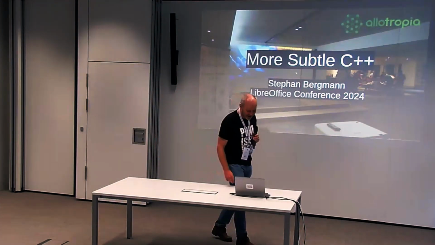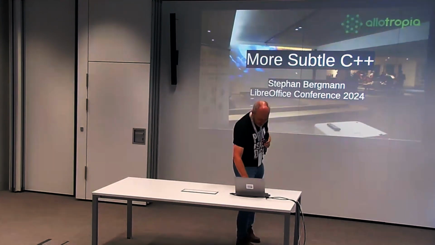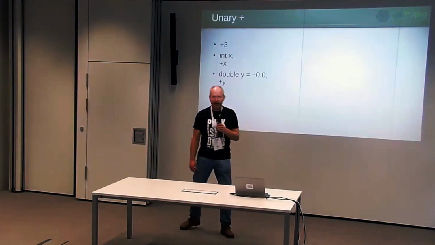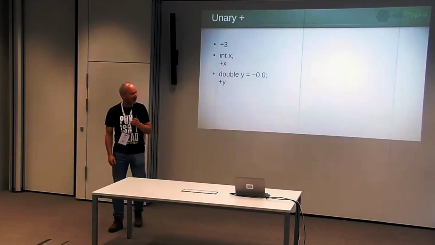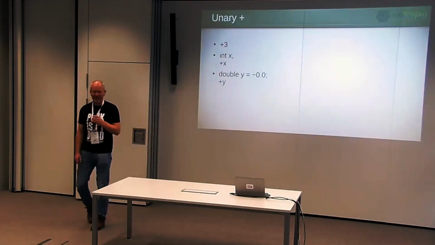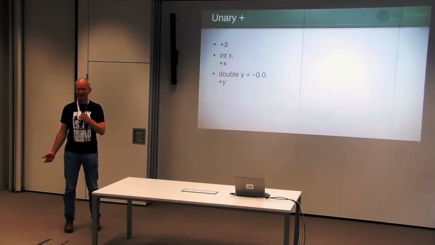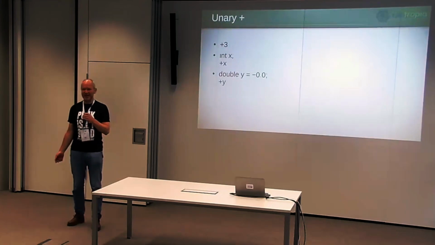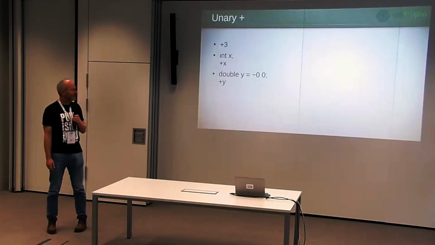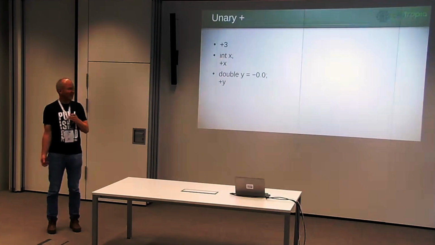Subtle C++, very tiny bits. Let's start with the tiniest of tiny operations that we have available, unary plus. So what is this good for? Why did they even invent it? I mean, it comes from C at least, and probably before. What's the point of even having that?